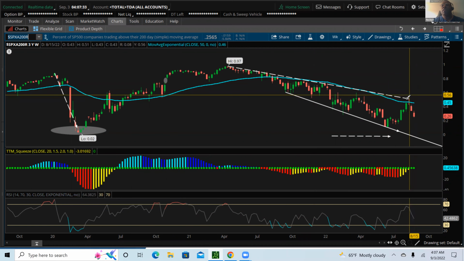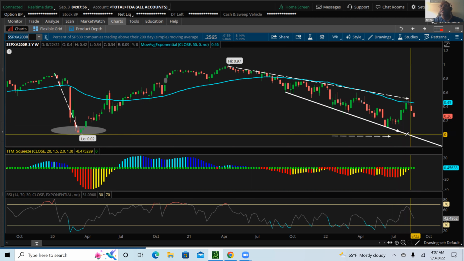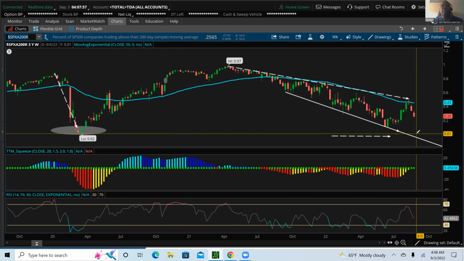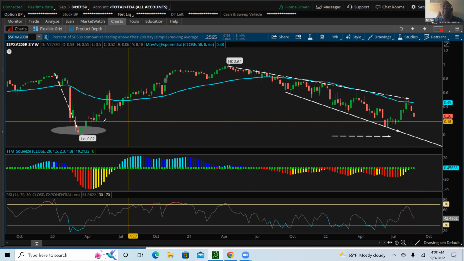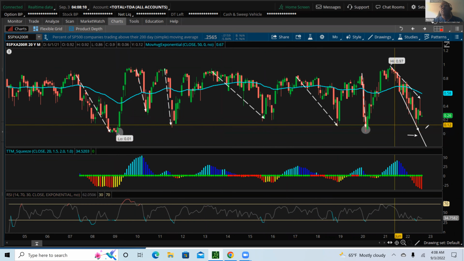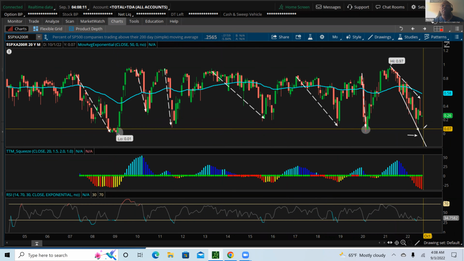And again, if you've been following me for a while, I told you eventually, I think we're going to see the percentage of S&P 500 companies trading above their 200-day moving average probably head towards zero when it's all said and done. Same thing that happened in 2020, headed towards zero. And if I back this out even further, you'll see it's the same thing that happened in 2008. So the pain is just beginning. I mean, the pain is nowhere near over, folks.